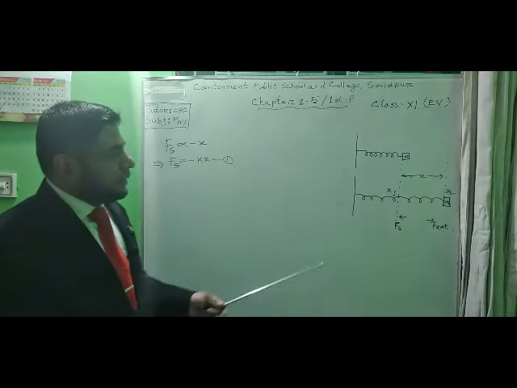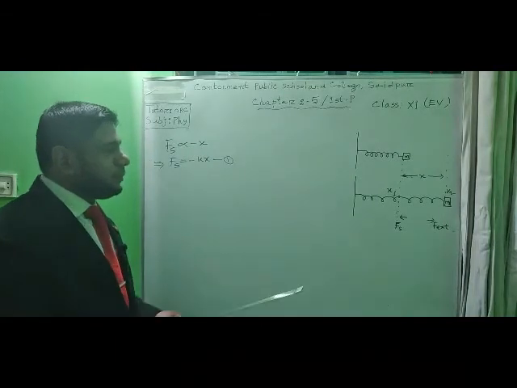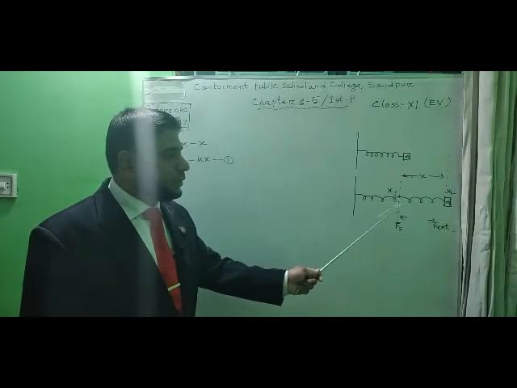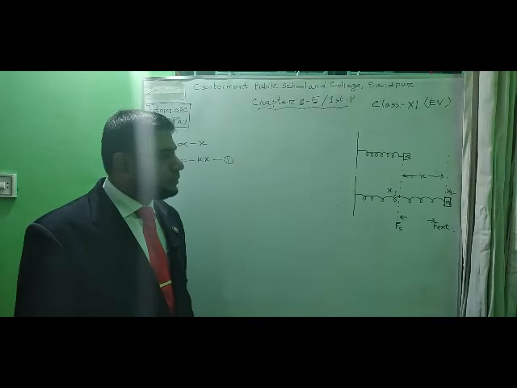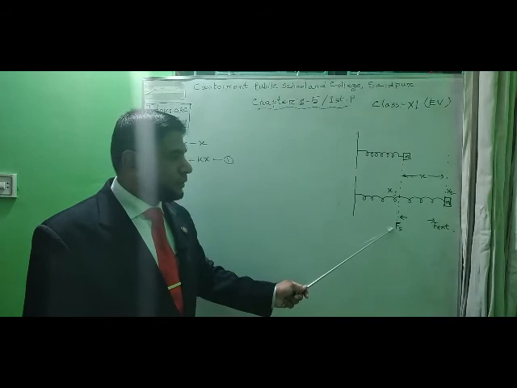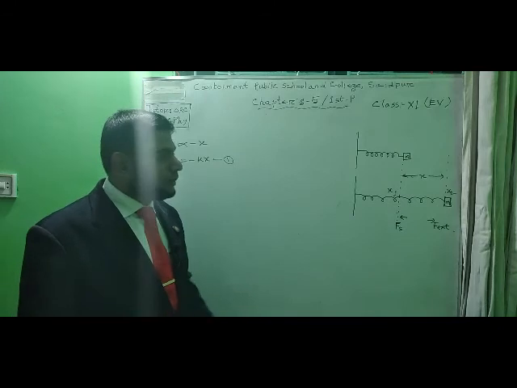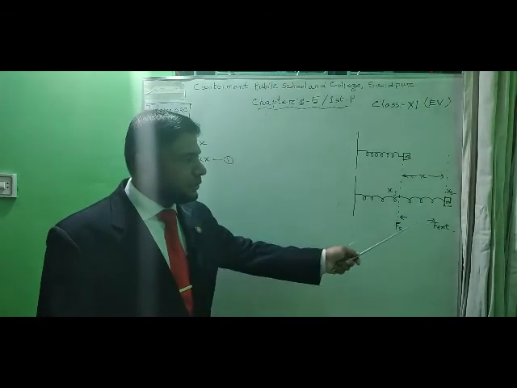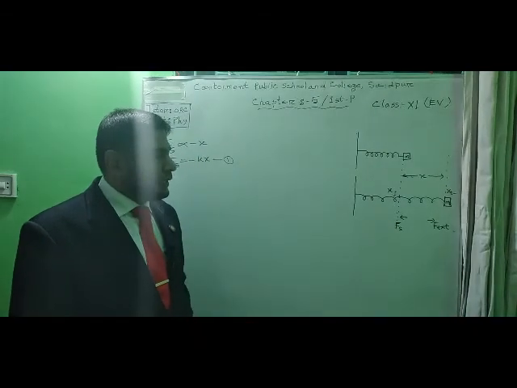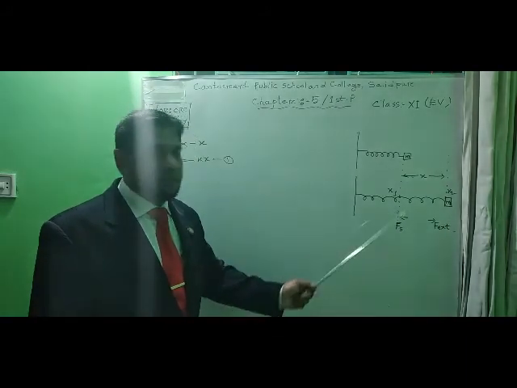So now again from the information, if we pull the spring with the external force very slowly, then there will be no acceleration, and in this case the external force will be equal to the restoring force, but opposite in direction. So if we pull the spring with the external force in the outward direction very slowly, then there will be no acceleration, and the external force will be equal to the spring force but opposite in direction.